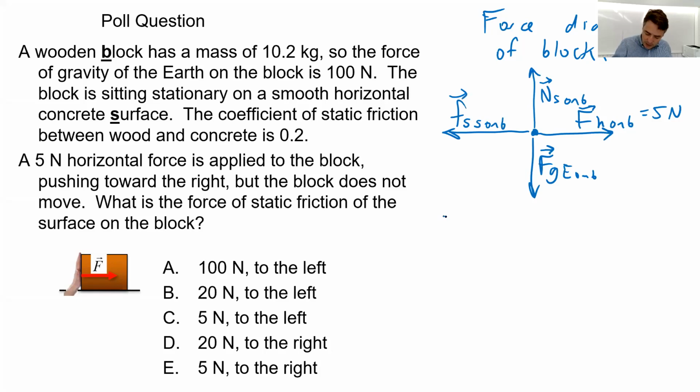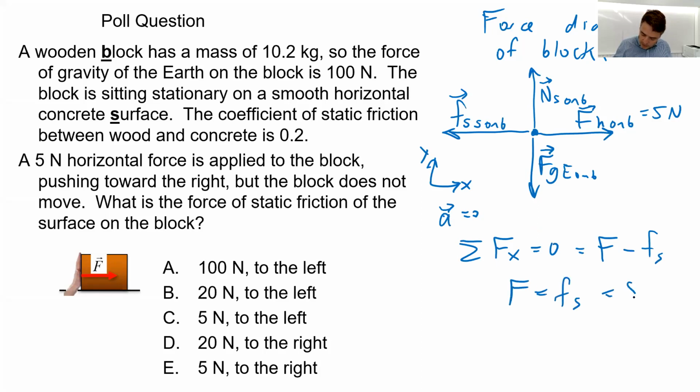And I would just say that acceleration is 0, it's sitting there. And so the forces in the x direction, if we want to set up an x-axis and a y-axis, are equal to 0. And that's going to be F minus F sub s. So F equals F sub s is 5 newtons, and it's to the left. Did you follow that? So most of you got that one wrong, but if you did answer C, that's great.